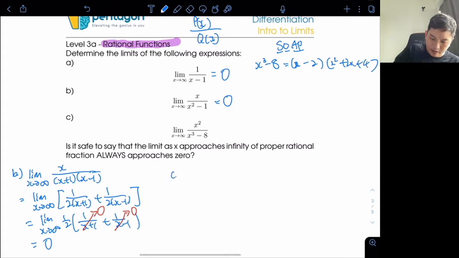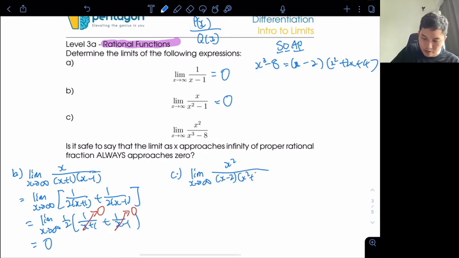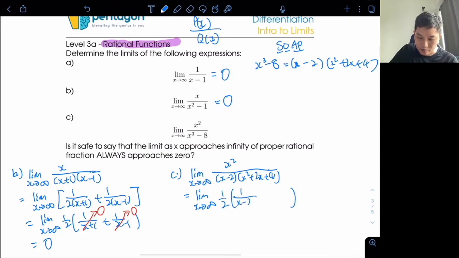So let's write that down, part C, with its factorized denominator. This is going to be x squared over x minus 2, x squared plus 2x plus 4. And if you do partial fractions, which I did ahead of time so that this video wouldn't be too long, what you get is half and half again. So I've gone ahead and just factorized it first.